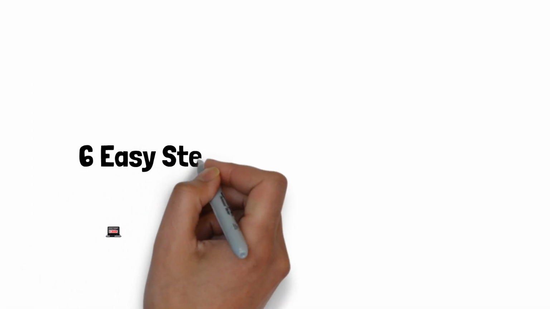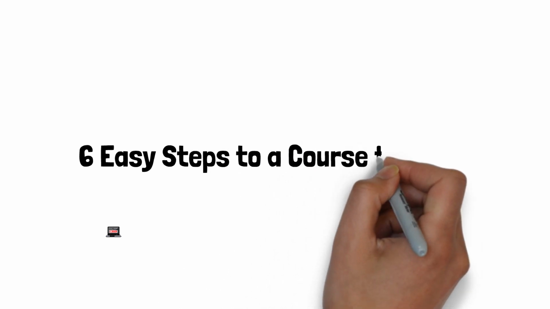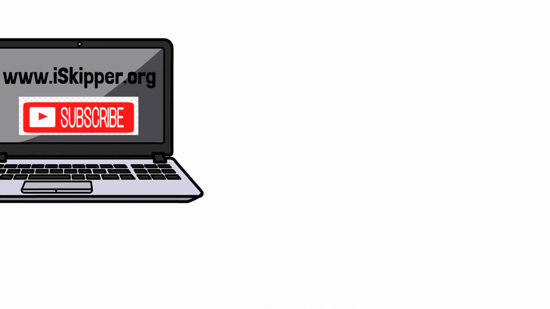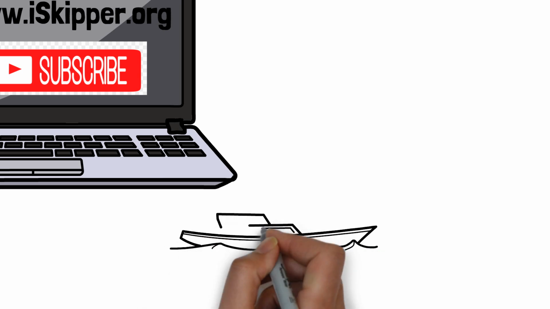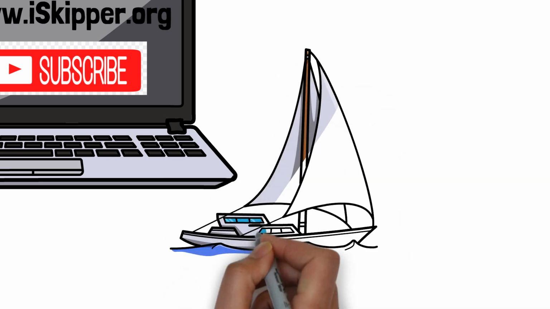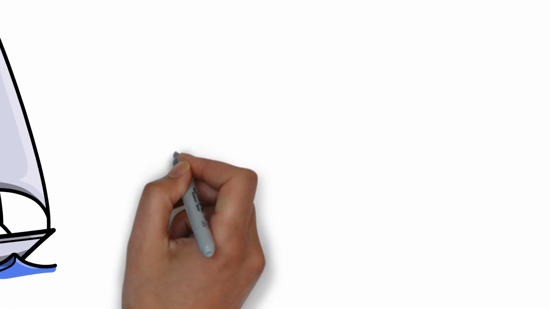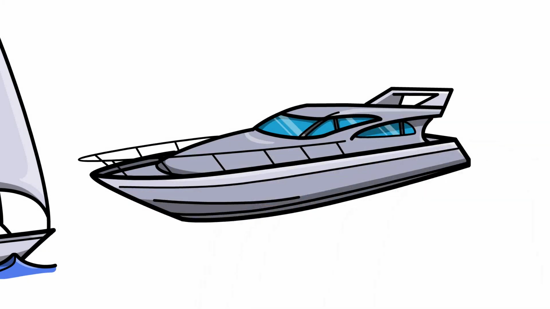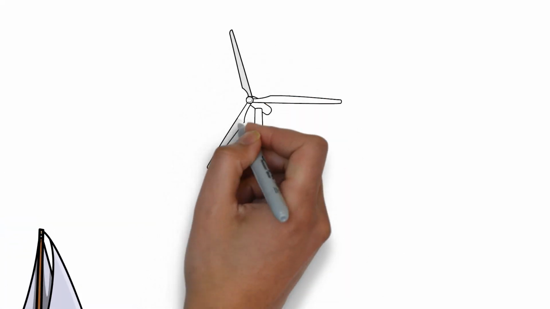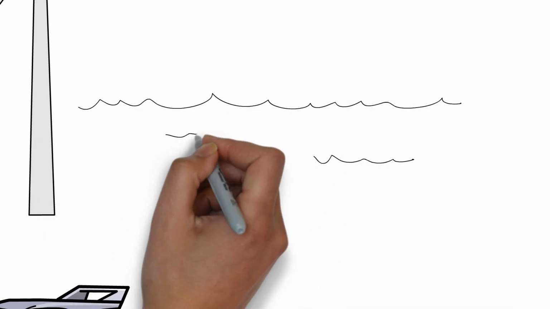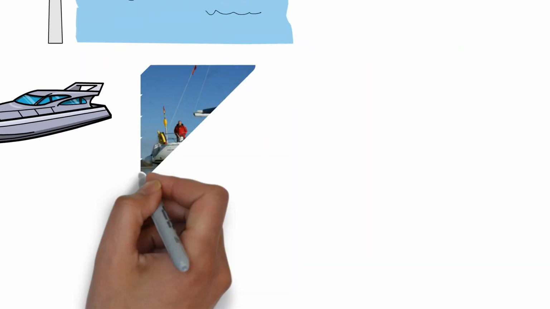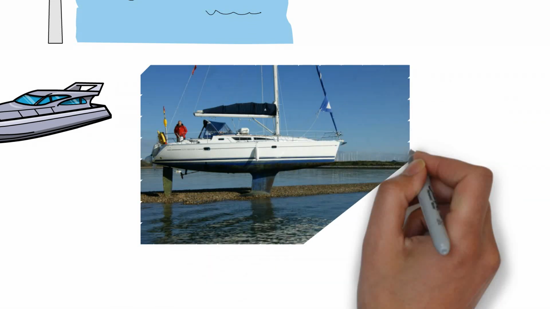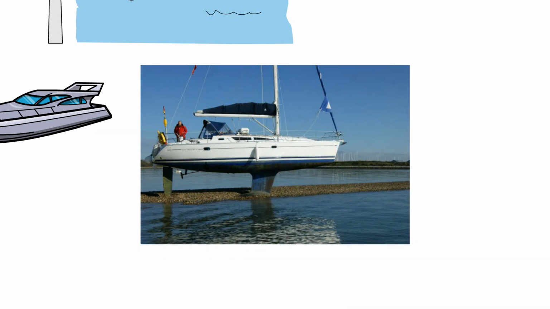So let's dive in with the 6 easy steps for a course to steer. Whether you are out on a sailboat or motor cruiser, there will be natural elements pushing you off course. These elements may be the wind or the tidal stream. If we don't allow for these elements in our calculations, we may be pushed off course into dangerous waters. This is where a course to steer comes in.